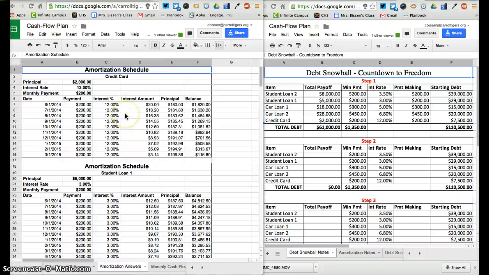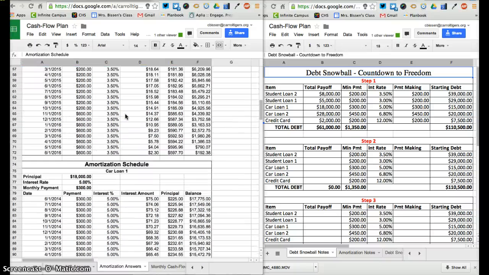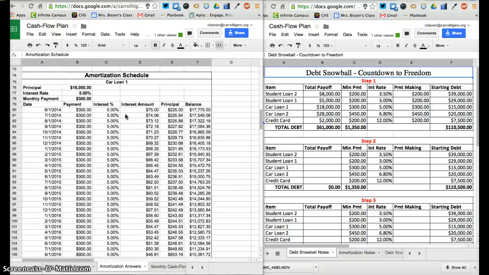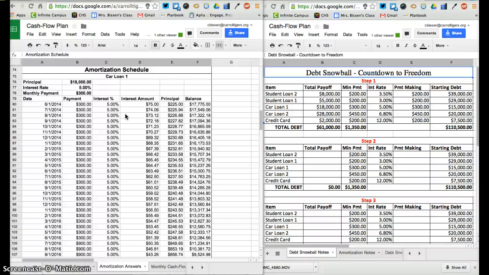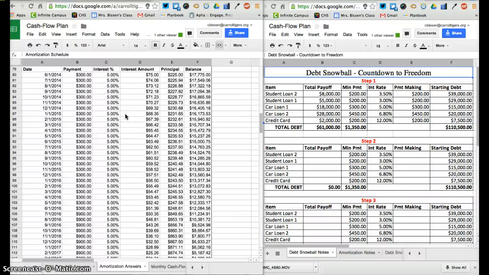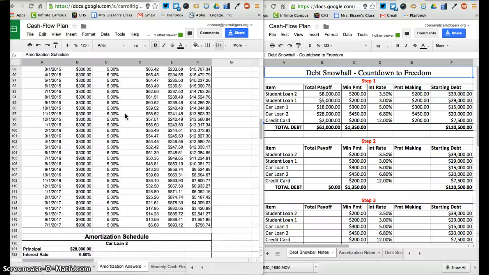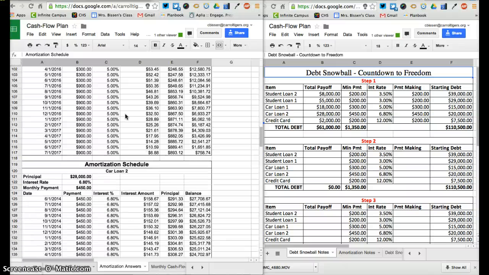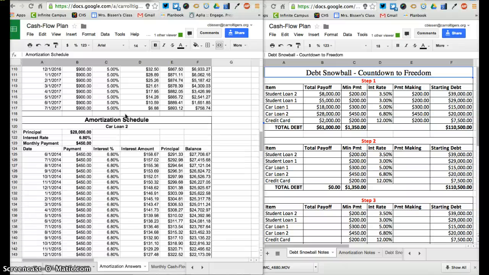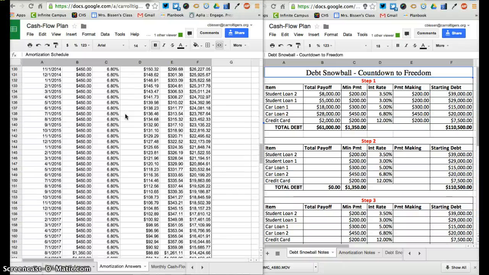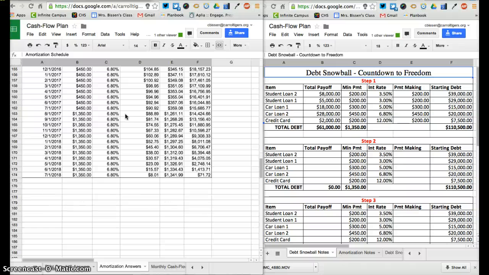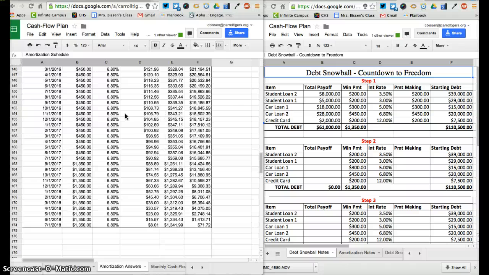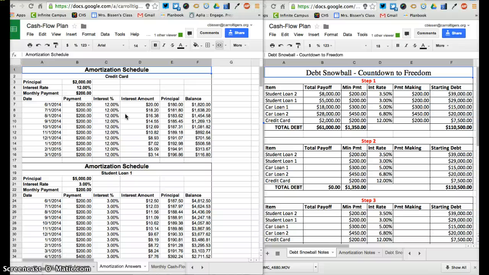So here is my amortization schedule completely finished. I am going to scroll through this slowly so that if you want to pause it anywhere and check where your numbers went wrong, you can do that. That's why I'm just scrolling through this slowly. Okay, so that is my amortization schedule completely finished.